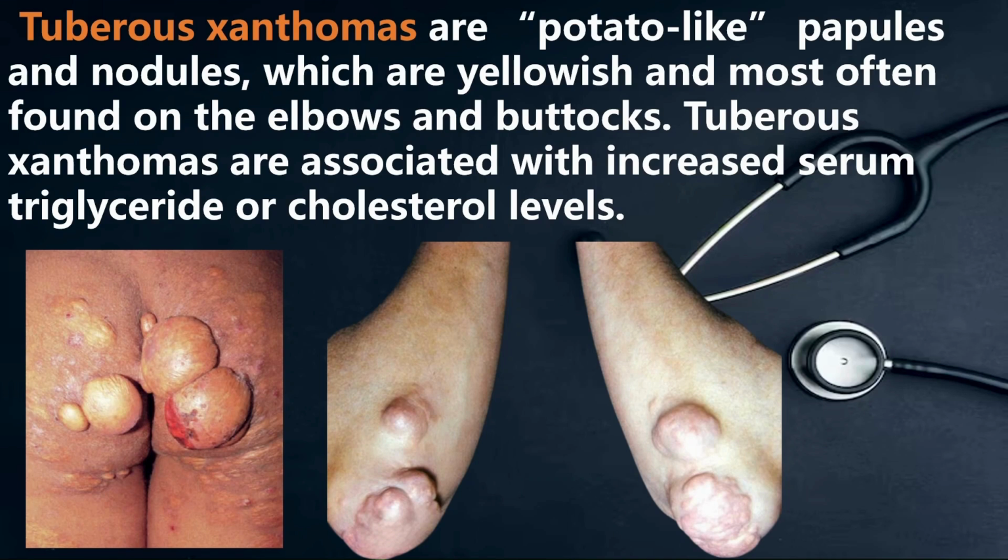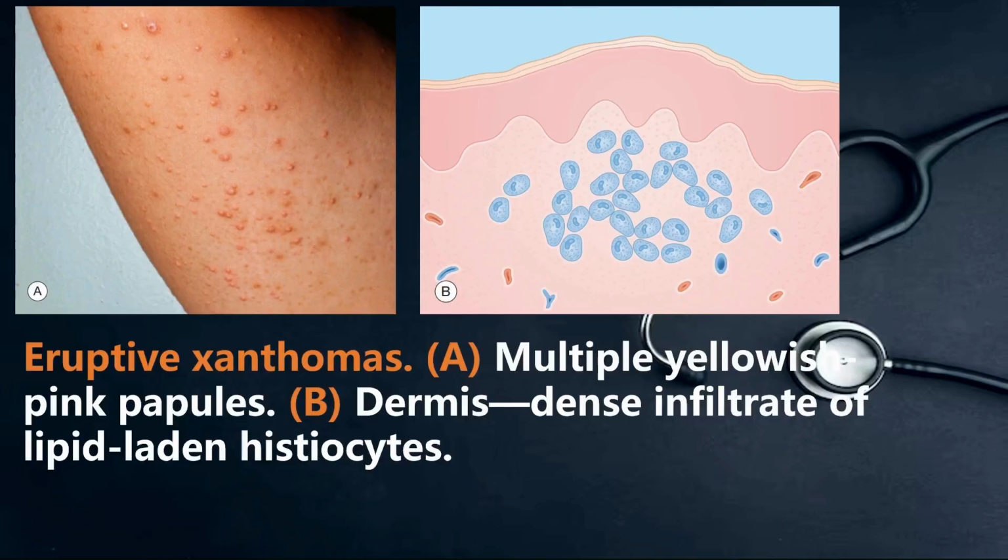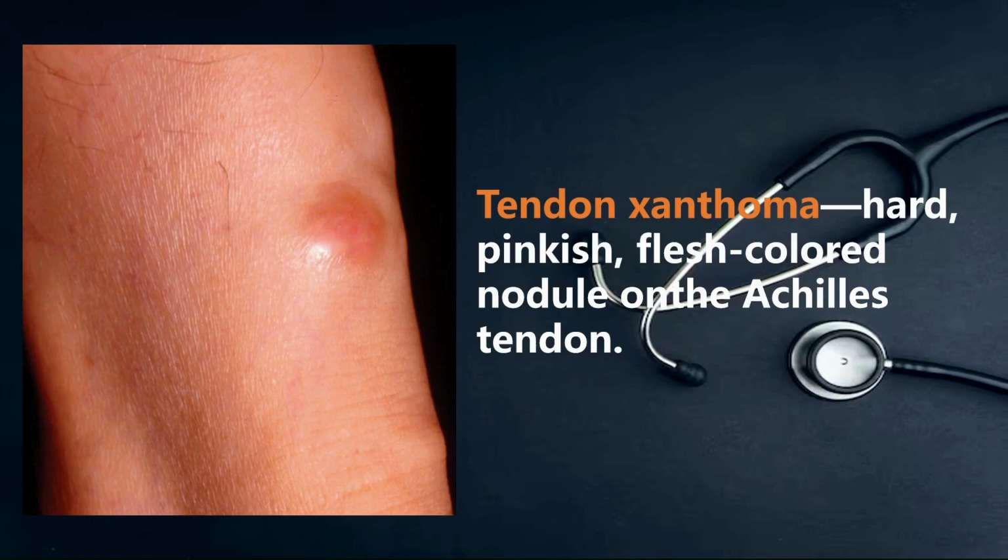Tuberous xanthomas are potato-like papules and nodules which are yellowish and most often found on the elbows and buttocks. Tuberous xanthomas are associated with increased serum triglyceride or cholesterol levels. Eruptive xanthomas: multiple yellowish pink papules in dermis, dense infiltrate of lipid-laden histiocytes can be seen. Tendon xanthoma: hard pinkish flesh-colored nodule on the Achilles tendon.